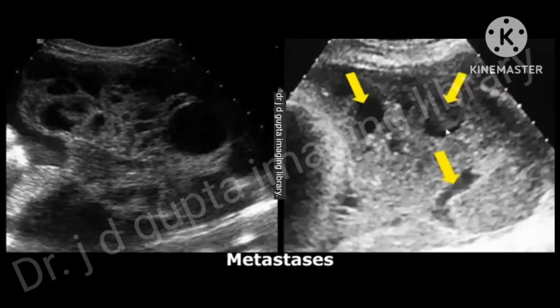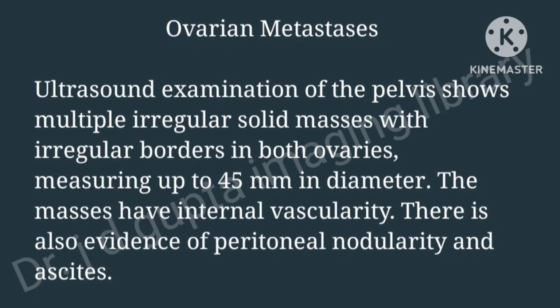Next one talks about ovarian metastases. Ultrasound examination of the pelvis shows multiple irregular solid masses with irregular borders in both ovaries, measuring up to 45 mm in diameter. The masses have internal vascularity. There is also evidence of peritoneal nodularity and ascites.